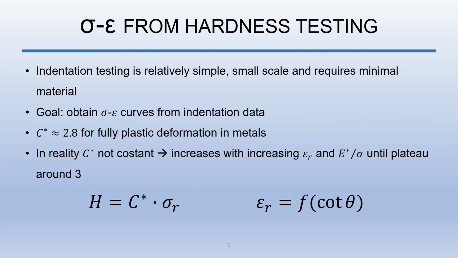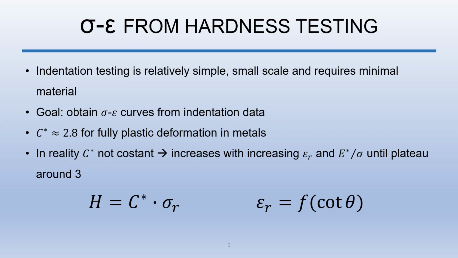Indentation testing is relatively simple, small-scale, and it only needs a small amount of material, which is why it's widely studied to get stress-strain curves. In his early work, Tabor used cone-shaped indenters with different angles and found that hardness and representative stress are linearly related through a constant called the constraint factor, which for metals in full plasticity is about 2.8.